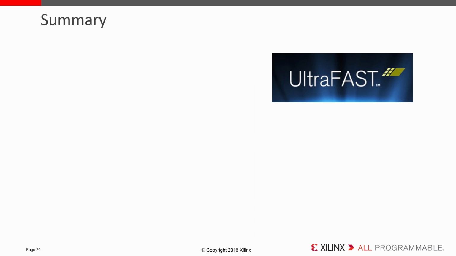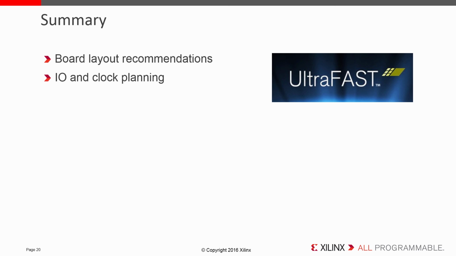To summarize, we've covered the UltraFast topic of board and device planning, with key elements being board layout recommendations, emphasizing the importance of balancing board layout needs with placement of related device resources, I/O and clock planning, choosing optimal locations for I/O, and power considerations to ensure you stay within power budgets and thermal management capabilities.